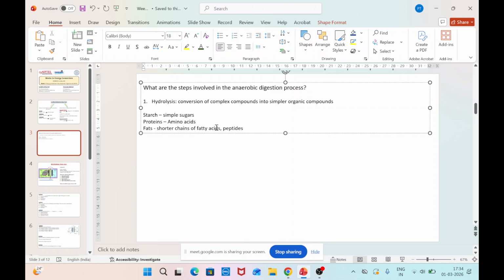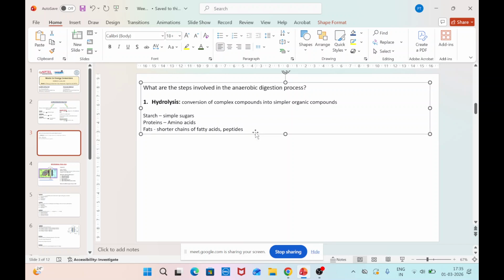So hydrolysis is typically a process where you break the complex compounds into simpler organic compounds, so that the digestion process can be very easy. It takes a lot of effort for the bacteria to digest a complex compound, right? If their molecular structure is broken down, then the digestion process will be far easier. So that is the first process, breaking complex compounds into simpler organic compounds.